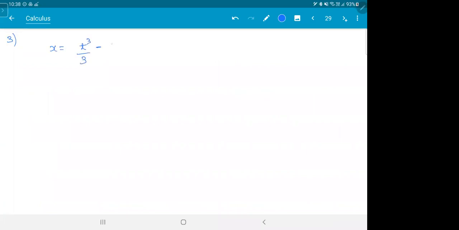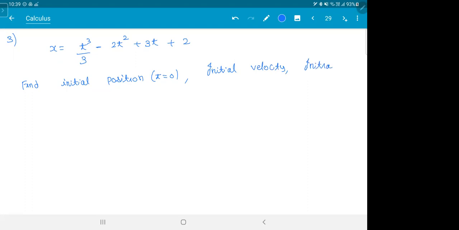x equals t cube by 3 minus t square plus 3t plus 2. Find initial position. What is initial? Initial meaning t is 0. Initial velocity. Initial acceleration. Velocity when acceleration is 0. Get them?